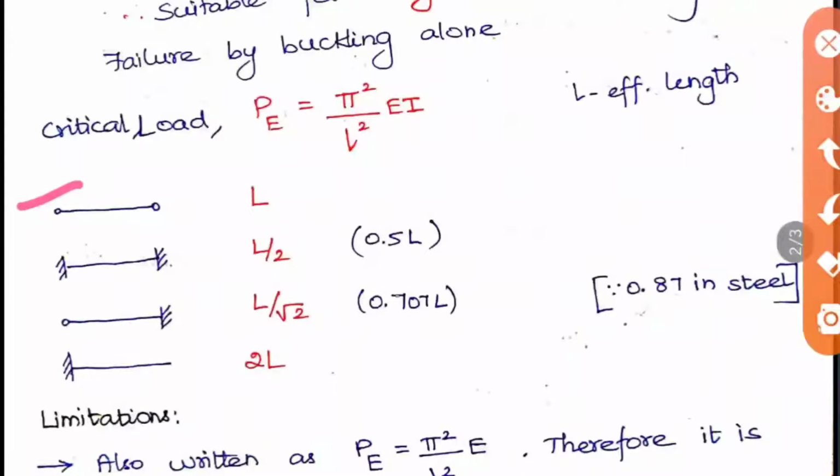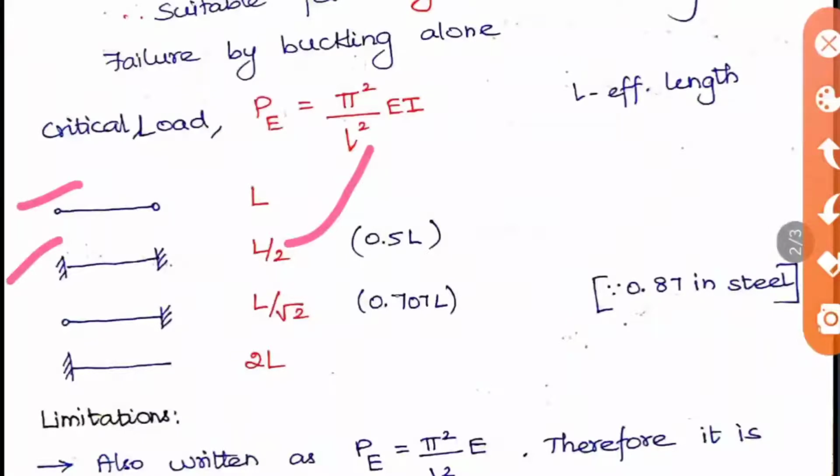The next diagram is both ends fixed. Fixed means you should take L by 2 as your effective length, that is 0.5 L. When you substitute this L by 2 instead of L, the formula becomes 4 pi square by L square into EI. For one end fixed and one end pinned, it is L by root 2. When you substitute L by root 2 here, the answer will be 2 pi square by L square into EI.